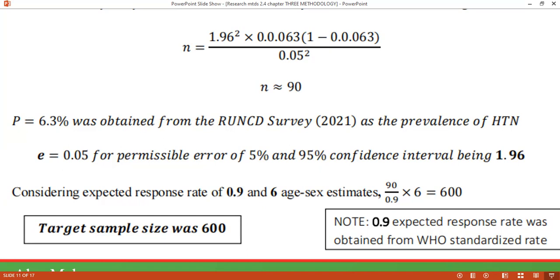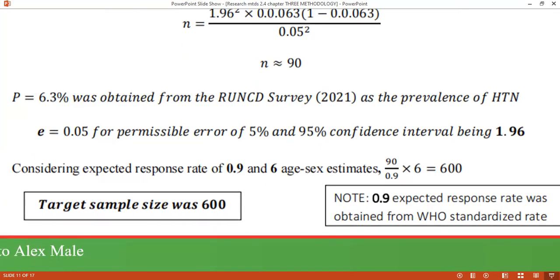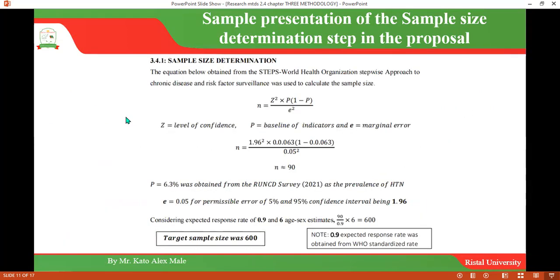It's not something I just got by myself. I didn't forge anything. I made actual calculations. So it's the same way that you must also do. Okay, I guess members have seen how we can indicate this step of sample size determination in our proposals.